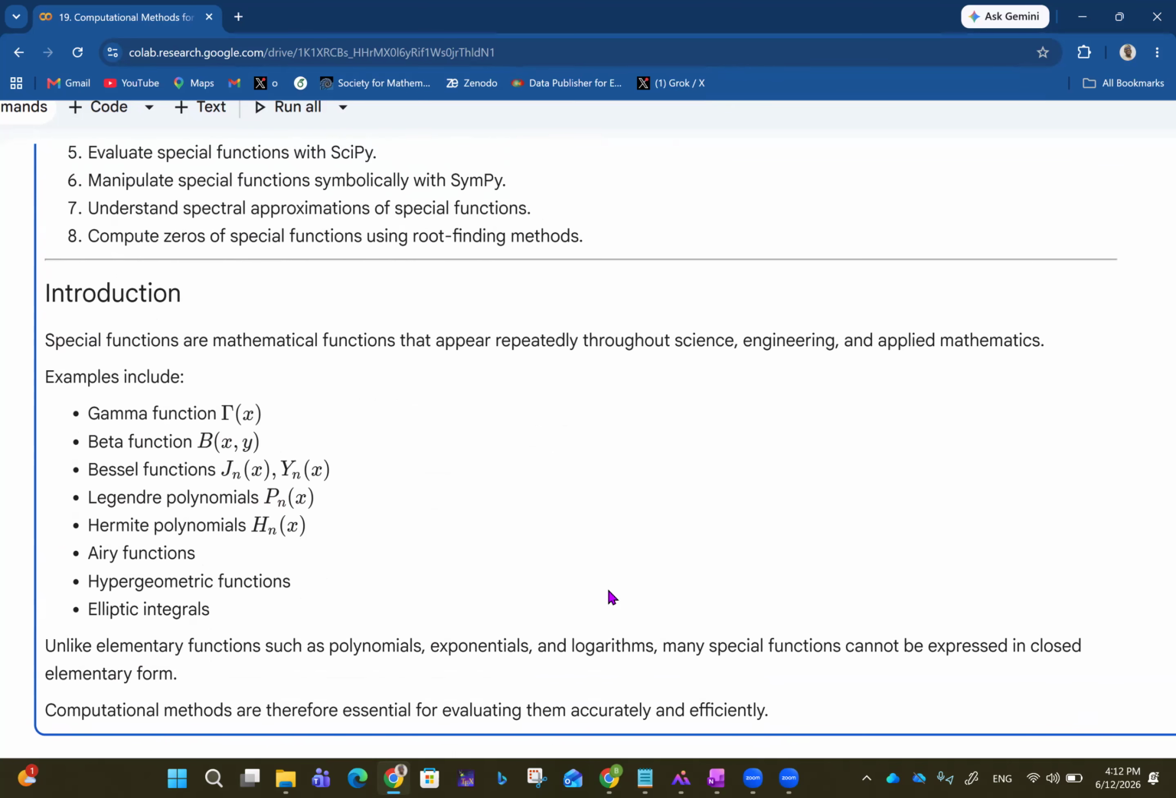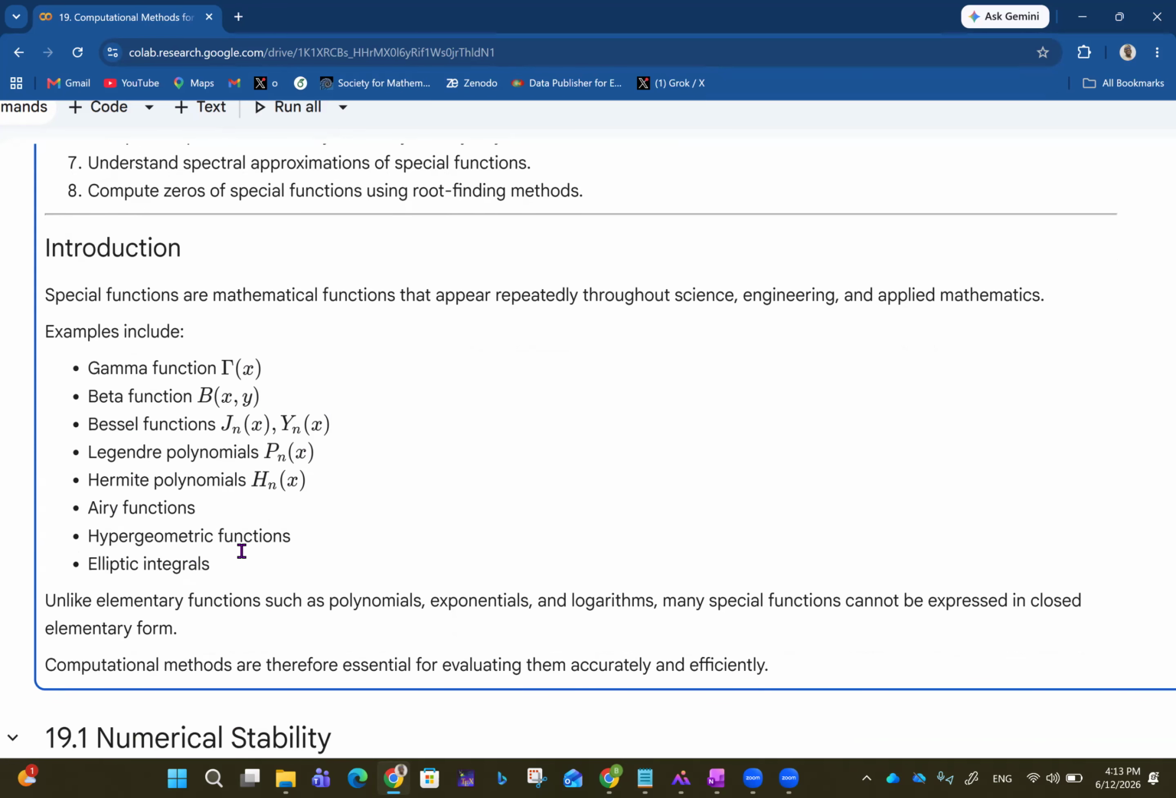Then we have an introduction. Special functions are mathematical functions that appear repeatedly throughout science, engineering, and applied mathematics. Examples include the gamma function, gamma of x, which we've done. We have a video on each of them, in fact. The beta function, B of x, comma y. Bessel functions, J sub n of x, Y sub n of x. That's the Bessel function of the first kind and second kind. And then we have some other special ones. Then you have Legendre polynomials, P sub n of x, and Hermite polynomials, H sub n of x. We have Airy functions, hypergeometric functions, elliptic integrals, and even things like Laguerre functions, Laguerre polynomials.